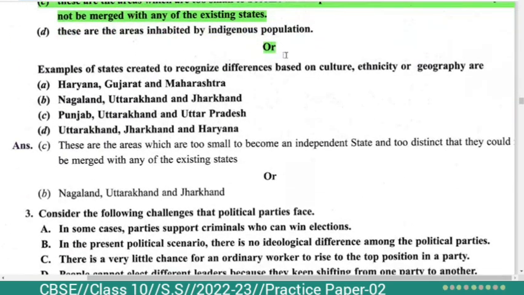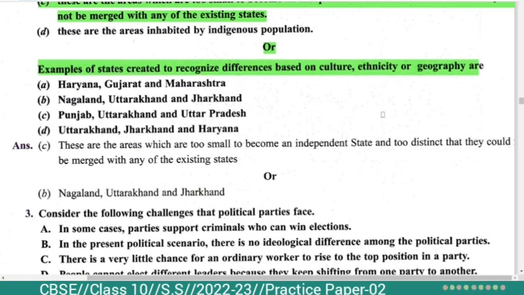Now our next question: examples of states created to recognize differences based on culture, ethnicity or geography are. Given options are A. Haryana, Gujarat and Maharashtra, B. Nagaland, Uttarakhand and Jharkhand, C. Punjab, Uttarakhand and Uttar Pradesh, D. Uttarakhand, Jharkhand and Haryana. Here the correct answer is option B, that is Nagaland, Uttarakhand and Jharkhand.